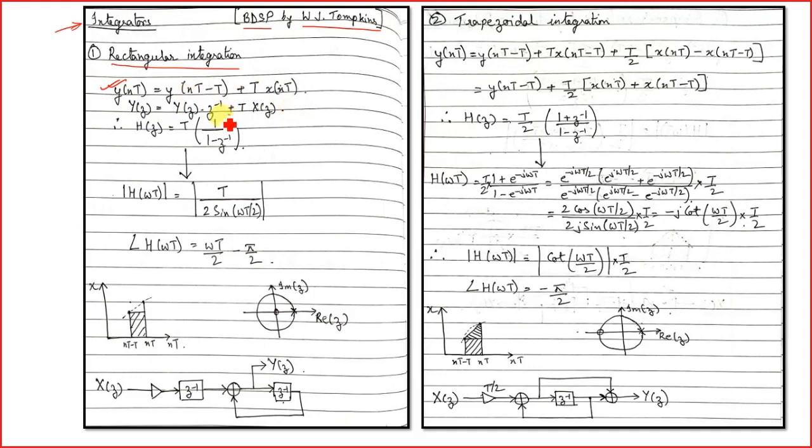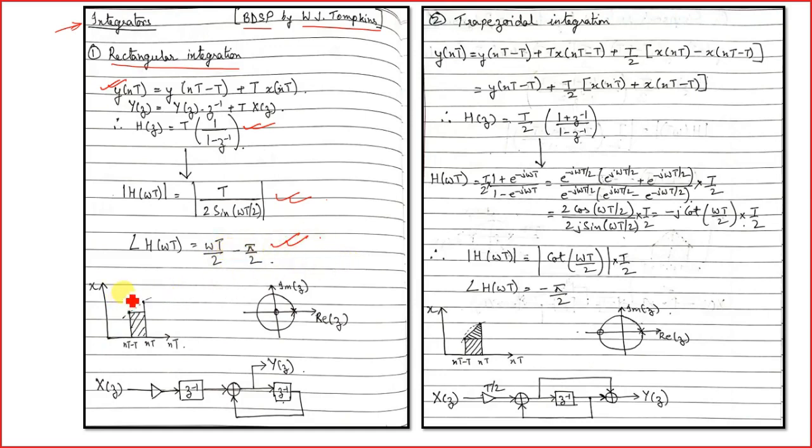By rearranging this, we get H(z) = T times 1 by (1 - z^-1). This is the transfer function of a rectangular integrator. Now if you find the modulus of H(z), we get modulus of T by 2 sine(omega T by 2), and the phase response of this transfer function of the rectangular integrator is omega T by 2 minus pi by 2.